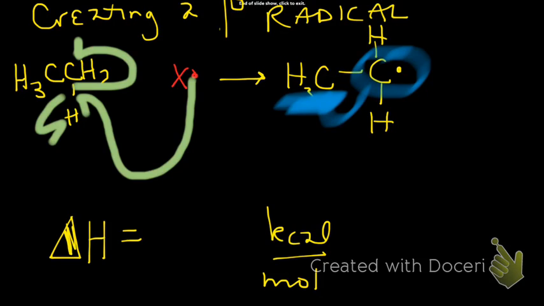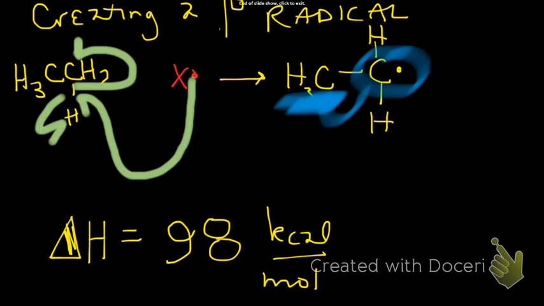So would you expect this to have a higher delta H value or a lower delta H value? Remember, the methyl radical formation required 105 kilocalories per mole to break that bond. This one only requires 98 kilocalories per mole. It actually requires less energy to break the bond between a primary carbon and the primary hydrogen.